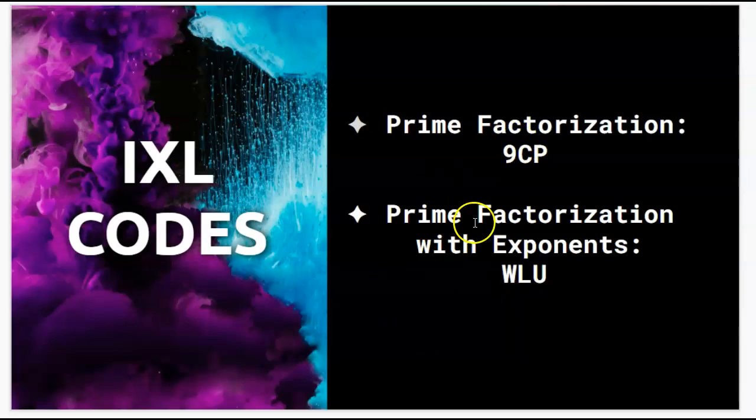So these are both for practice. 9CP as an IXL code is just having you write it out. This one is actually having you turn it into exponents, so I really like this one a lot. Don't get stressed out by this. The more you practice, the better you get. But you're going to have to write stuff down. So please, please, please know you have to write stuff down. You can do this. You're awesome. And I believe in you. Just make sure you write stuff down.